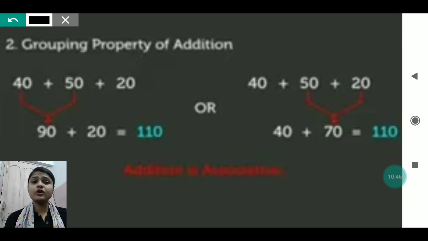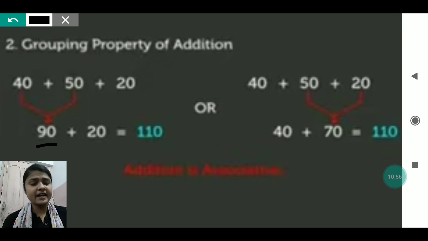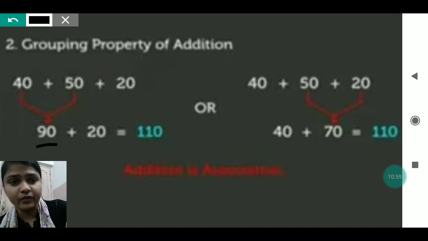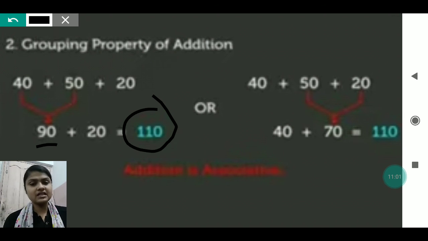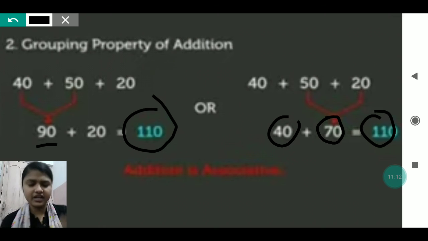You can see in this example also, here it is written 40 plus 50 plus 20. So we can add 40 plus 50, which will become 90, and then to that 90 we can add 20 and we will get 110. Or else we can add 50 plus 20 first and get 70, and to that 70 we can add 40, then we will get 110. So this is the associative property, in which we have learned that 2, 3 or more numbers can be added in any order. The answer will come the same.